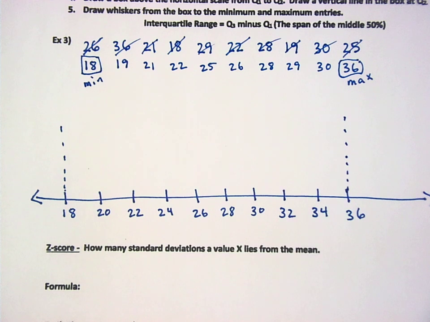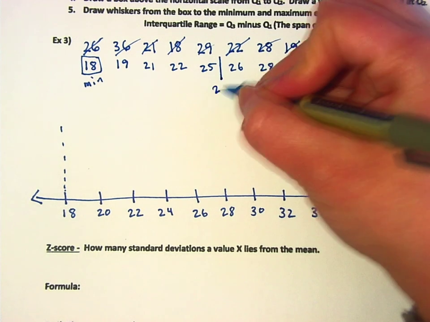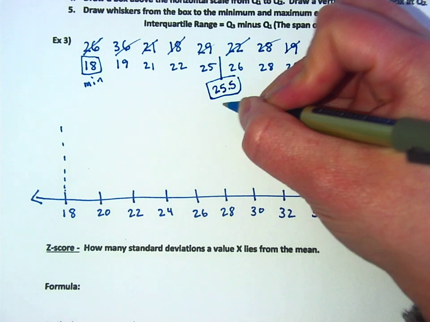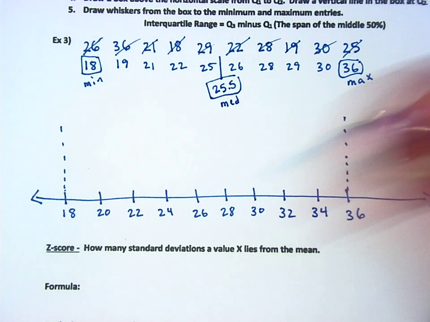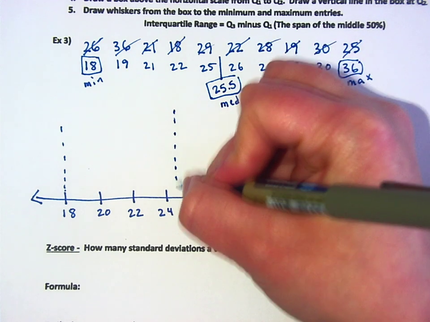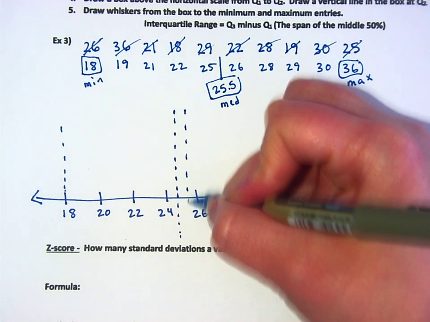Then we have to find the median. How do we find the median? It's the middle number, but the middle number is 2 numbers, 25 and 26. So how do we find the median? You take the middle of those, or the average of those 2 numbers, which is 25.5. That's the median. And put a dotted line through 25.5. Actually, 25.5 is a little closer over here.